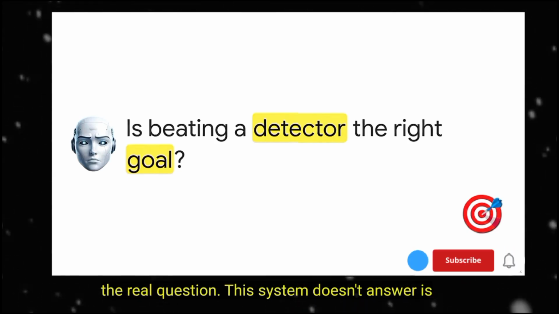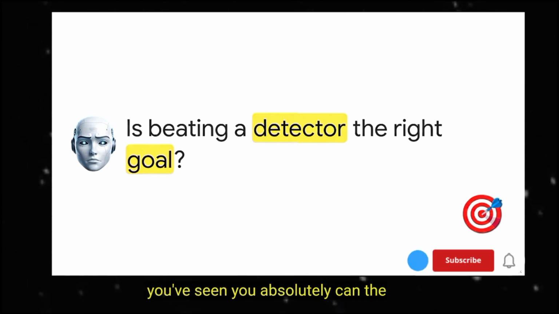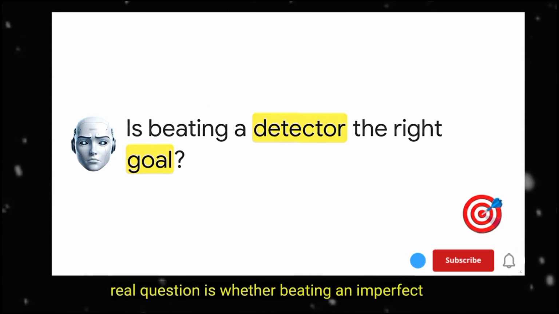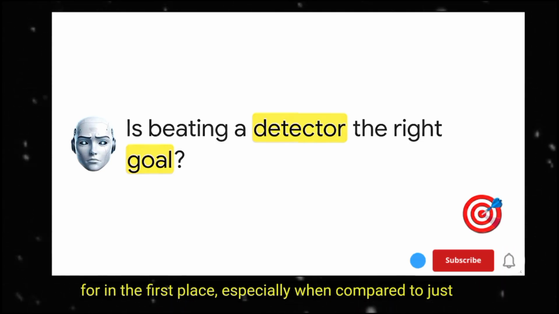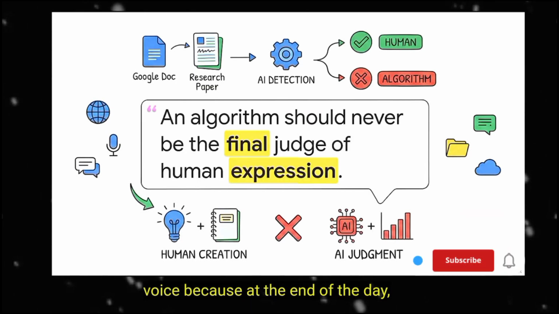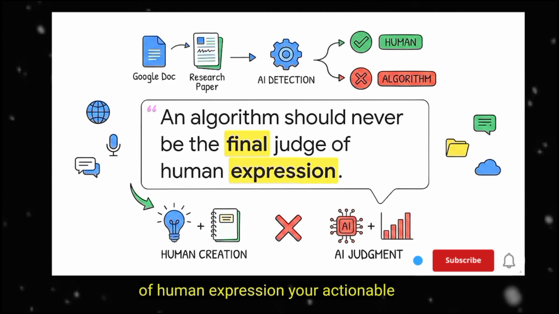The real question this system doesn't answer is not whether you can beat a detector. As you've seen, you absolutely can. The real question is whether beating an imperfect detector was ever the correct goal to optimize for in the first place, especially when compared to just writing something genuinely worth reading in your own voice. Because at the end of the day, an algorithm should never be the final judge of human expression.